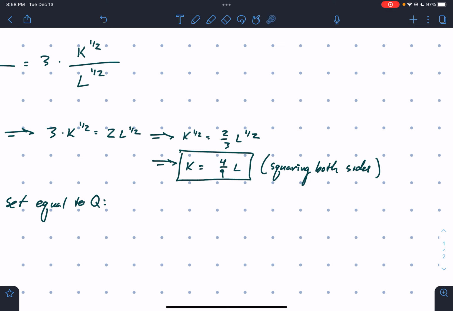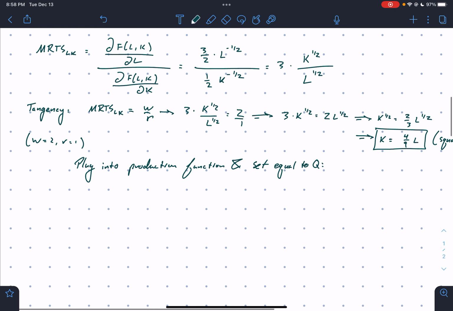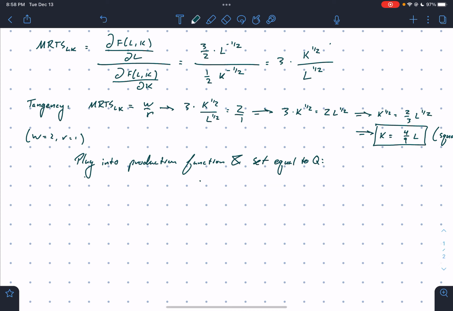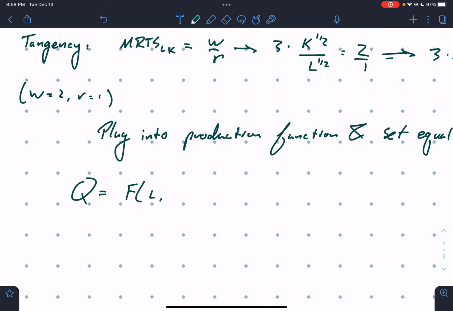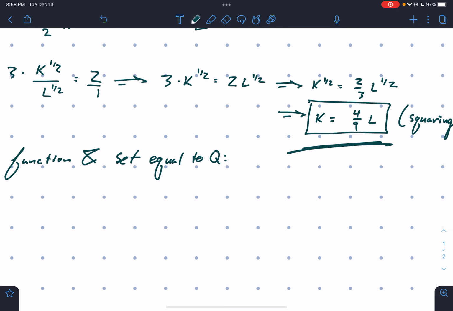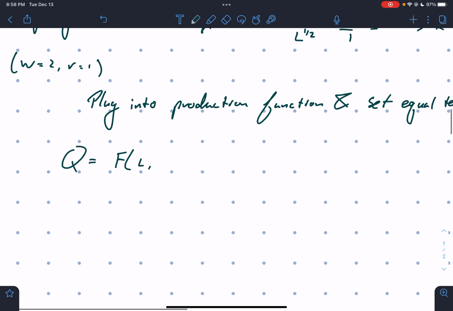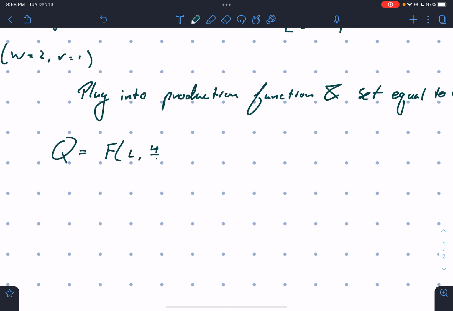This tells me based on what I use of L, it tells me how much I need to use of K. So I'm going to plug this in to the production function, and I'll set the production function equal to Q. So this says I want to produce output Q. This tells me how much L I need to use, given that I'm using K optimally. So that's what I'm doing here. So I'm going to set Q equal to F of L, and then we're going to use K is equal to 4/9 L in this equation. So 4/9 times L.